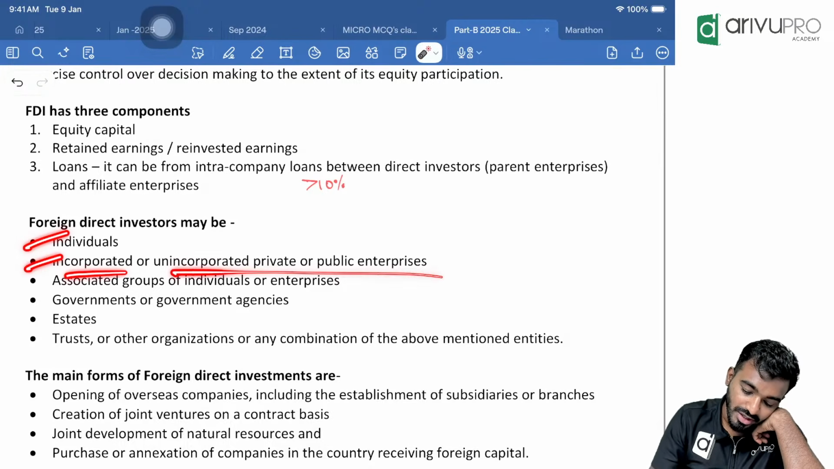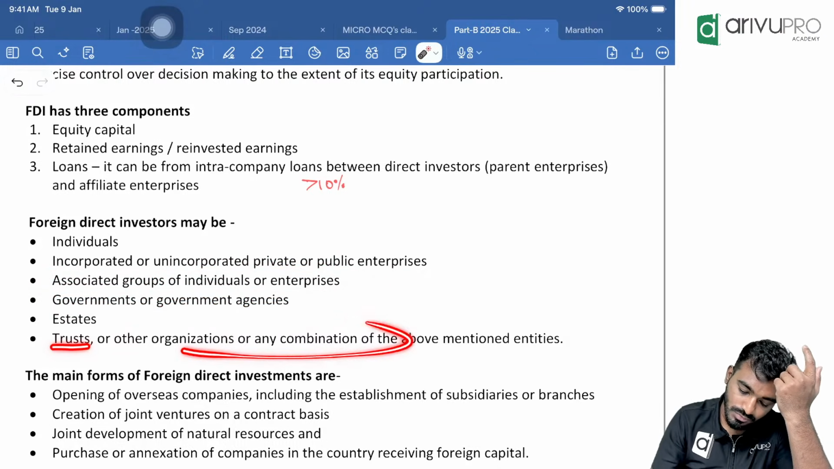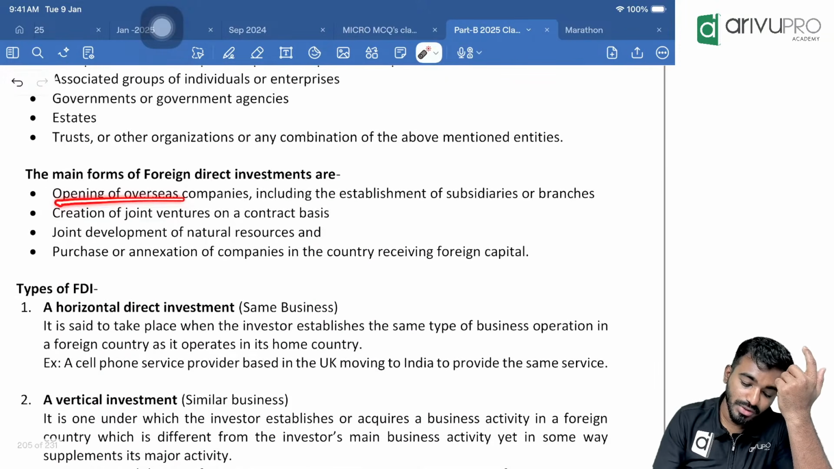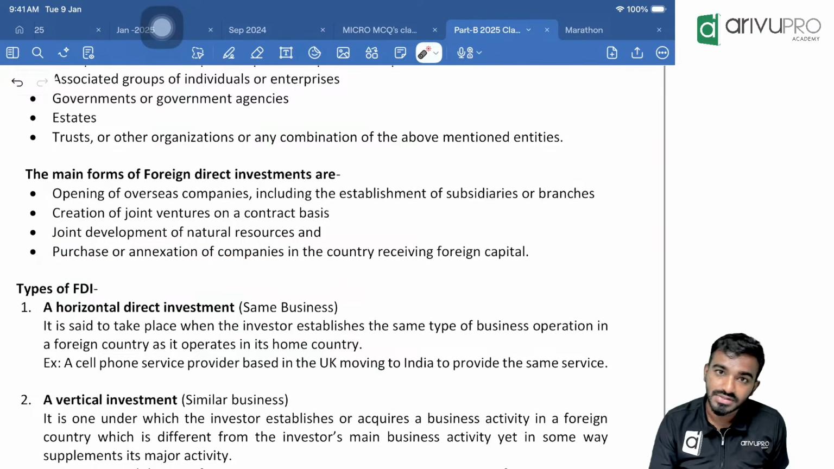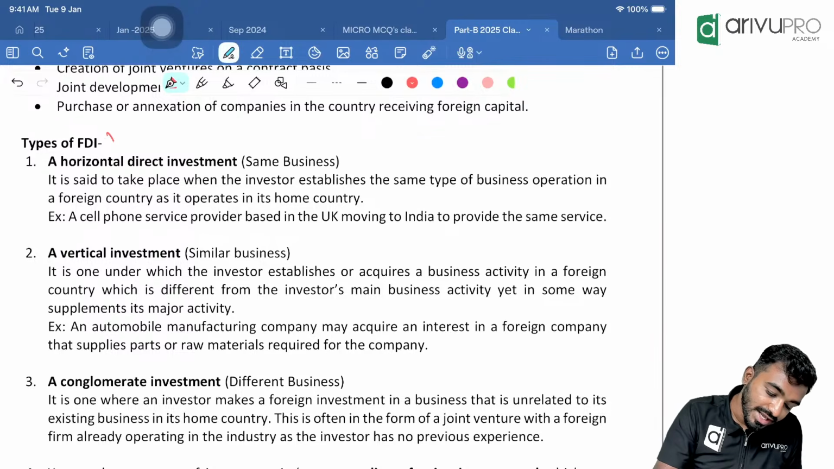And see, who can invest in FDI? Individuals, incorporated, unincorporated, public, private enterprise, associated groups, individuals, governments, agencies, foreign governments, trusts, or any combinations of the above. What are the main forms? Usually they will come and open up their overseas company here, like branches and subsidiaries, or create a joint venture, joint development of natural resources, purchase and annexation, mergers and acquisitions. And this is another important area. Most repeatedly asked question: types of FDI. There are mainly 4 types of FDI.